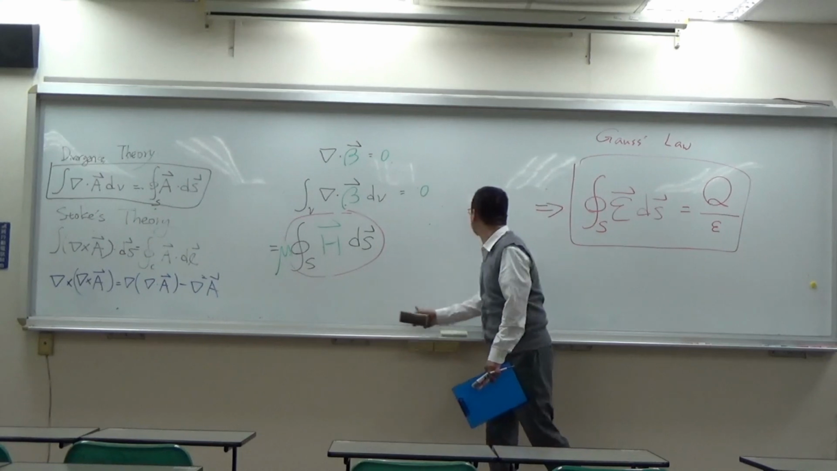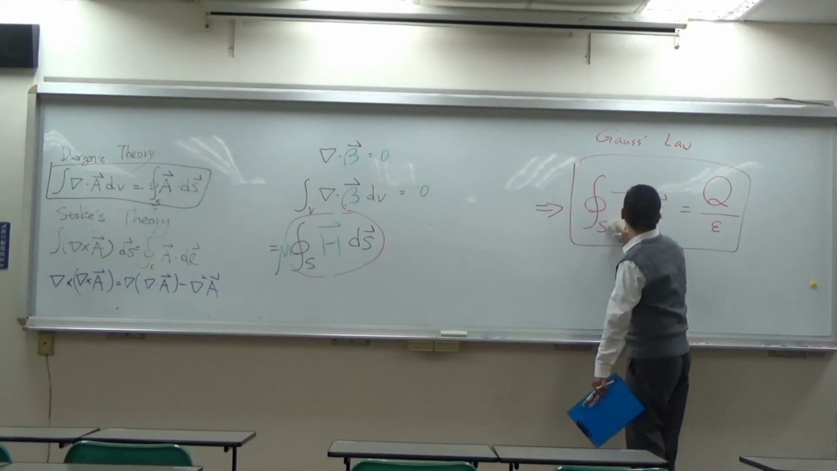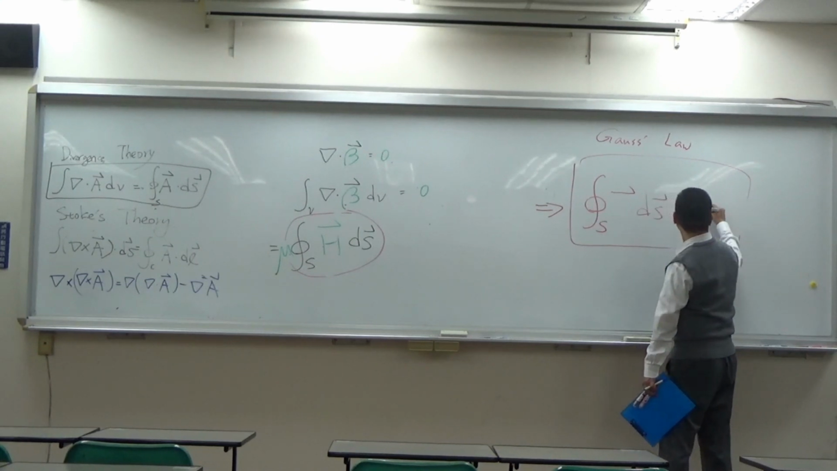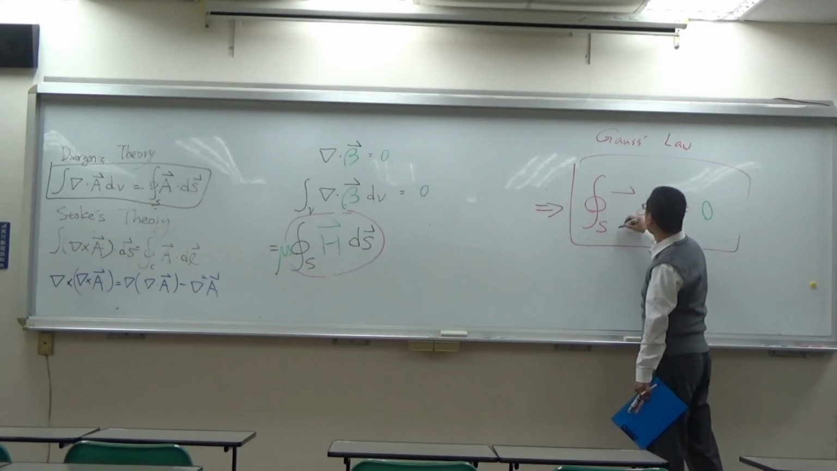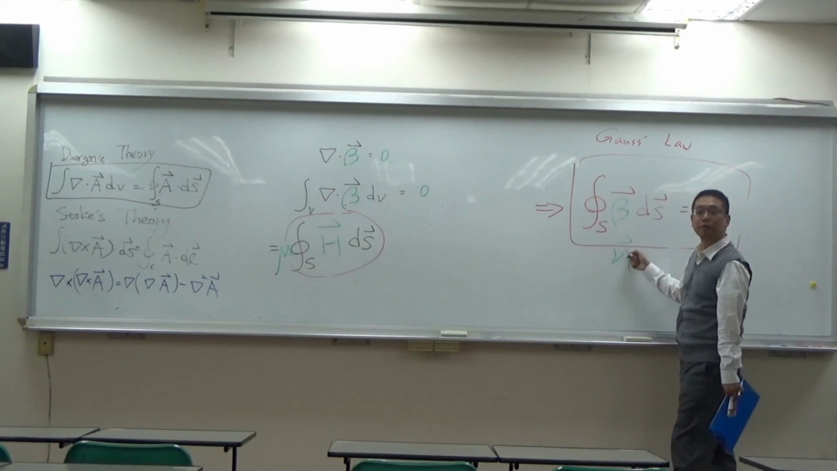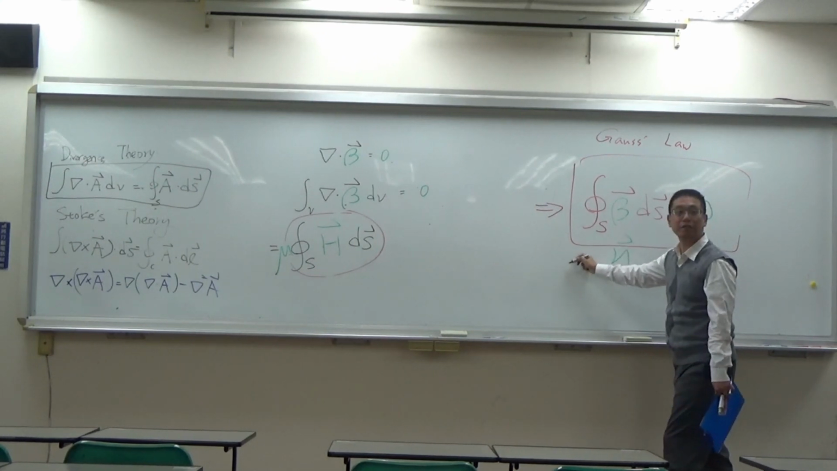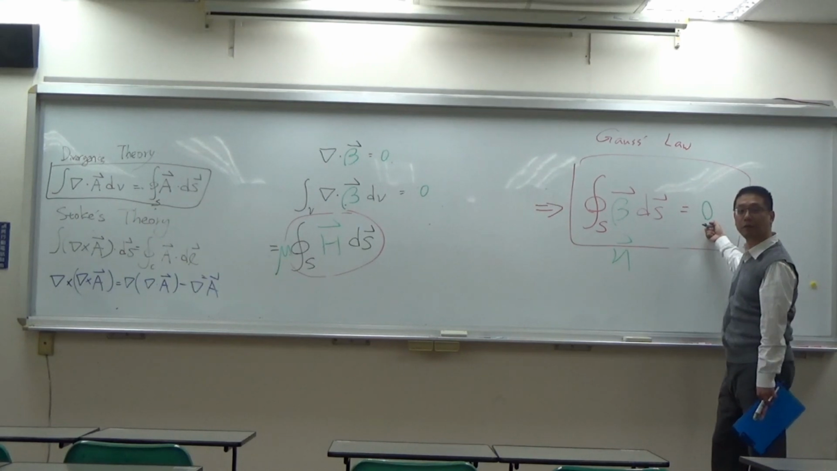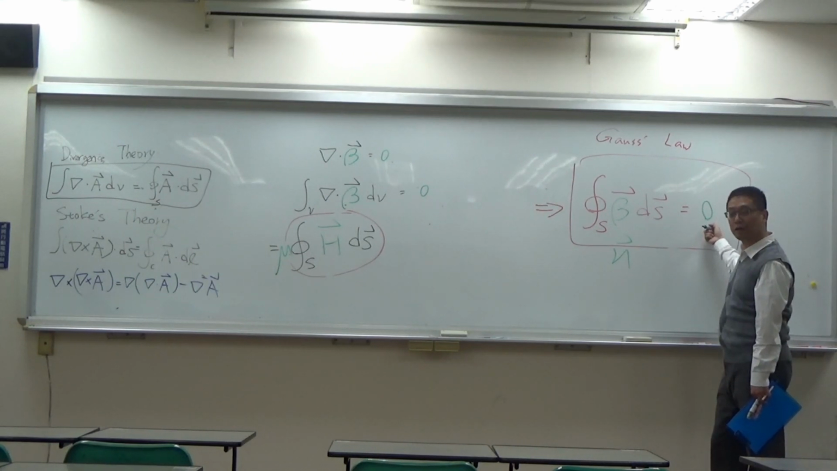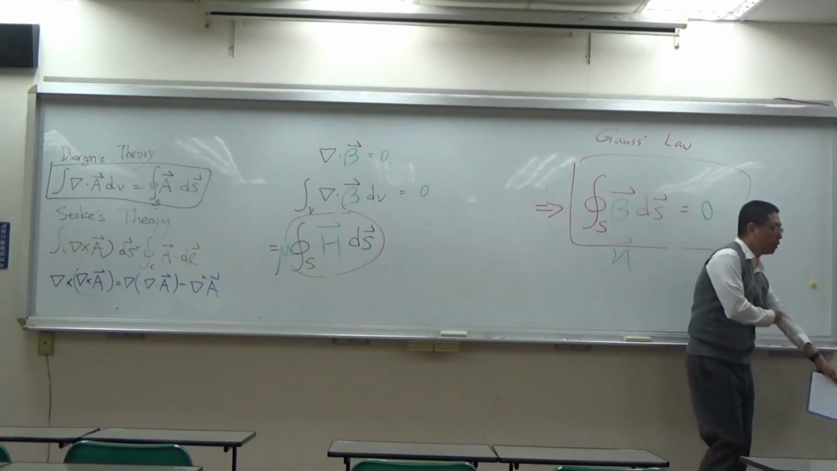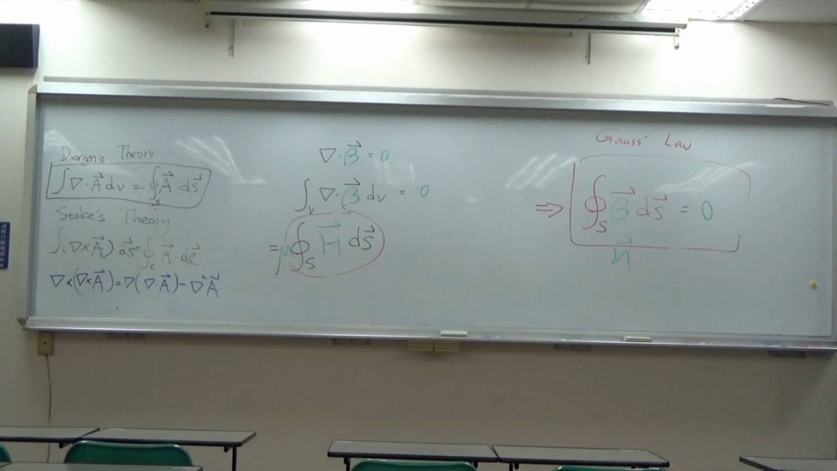So you finally got 0. You can take a B or you take an H. You get the same result, right? Either you multiply by mu or not, because the right hand side is 0. You guys follow? Okay, let's see the slide.